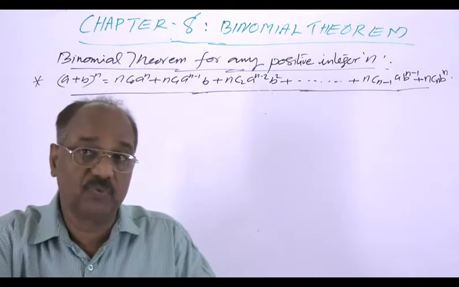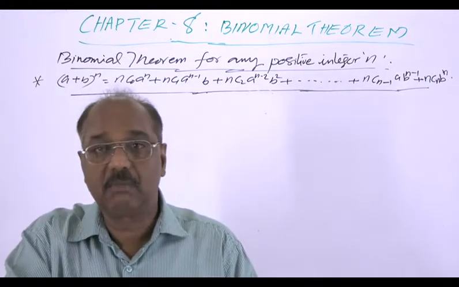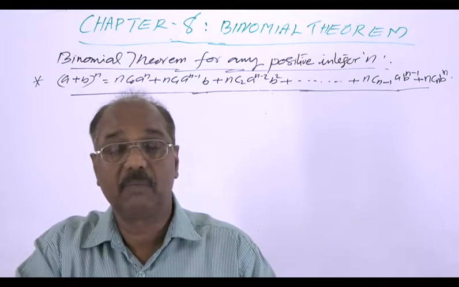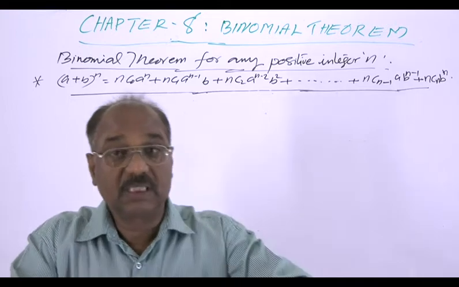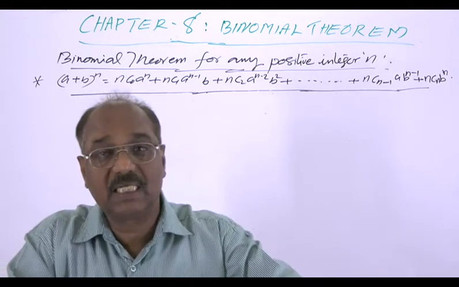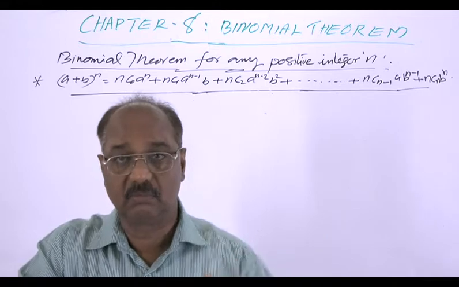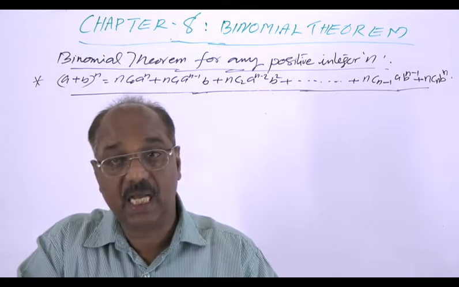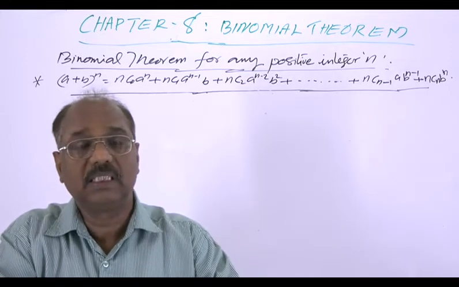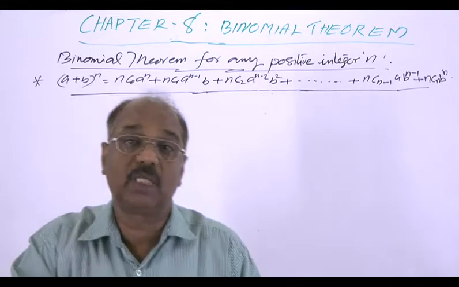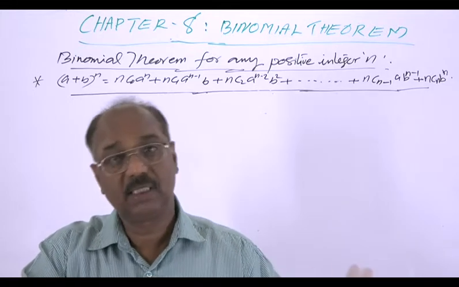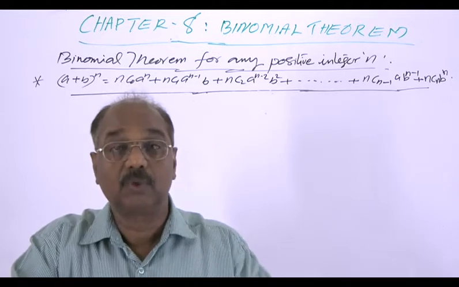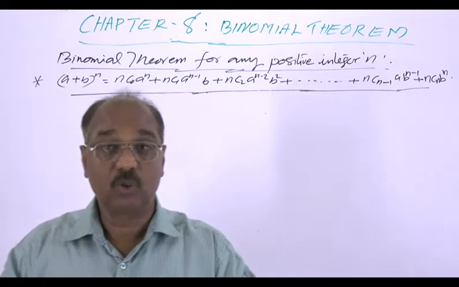And now come to the proof. We prove this theorem by mathematical induction. We know the method of proving by mathematical induction. For this, first we prove the result is true for n = 1. Then we assume the result is true for n = k and prove the result is true for n = k + 1 also. Thereby we can establish the theorem. So first come to n = 1.